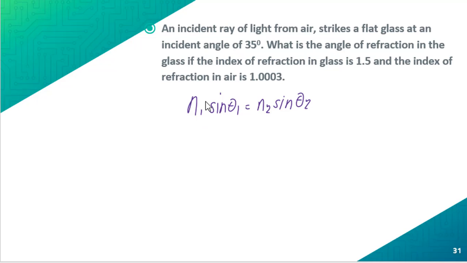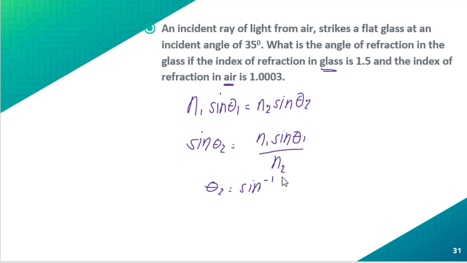So you're given here, we have the incident ray of light coming from the air, so n1 is air, and then you have here n2 is for the glass. We are looking for the angle of refraction in the glass, therefore we are looking for sine theta 2, or angle 2. So you have here sine theta 2 is equivalent to n1 sine theta 1 divided by n2. So for us to be able to get the angle theta 2, you just have to get the inverse sine, or sine negative 1, of the quantity n1 sine theta 1 over n2.